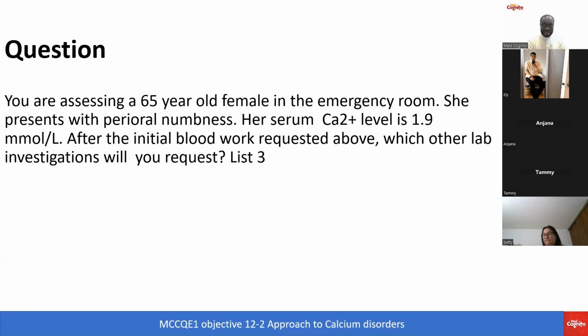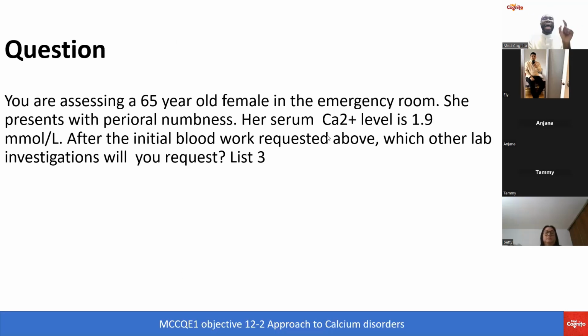I have another question for you. You are assessing a 65-year-old female in the emergency room. She presents with perioral numbness. Her serum calcium level is 1.9. After the initial blood work, by the way, who can type in what is the initial blood work you would do in a patient with hypocalcemia? We've just learned it. What is that initial blood work?